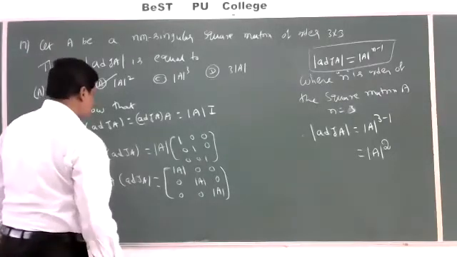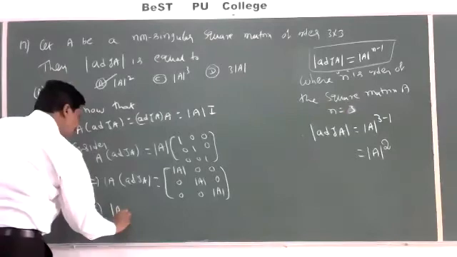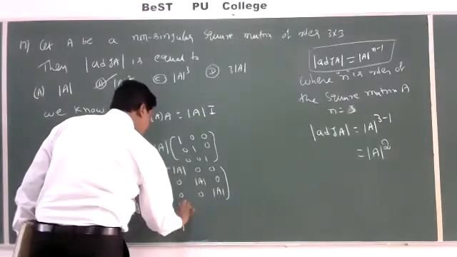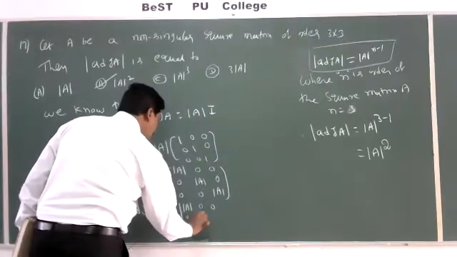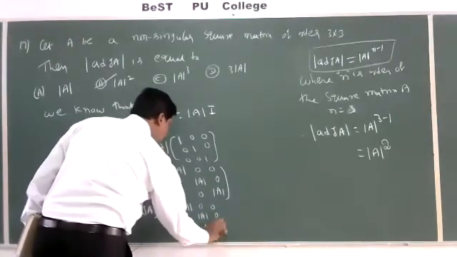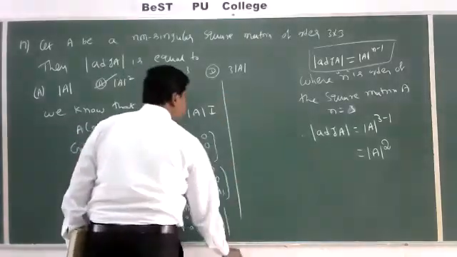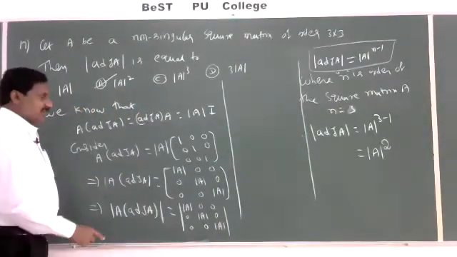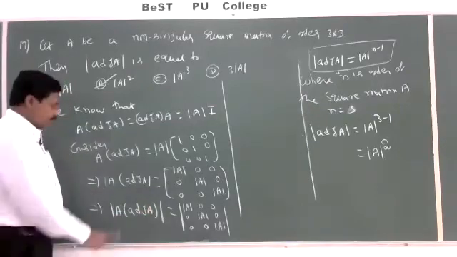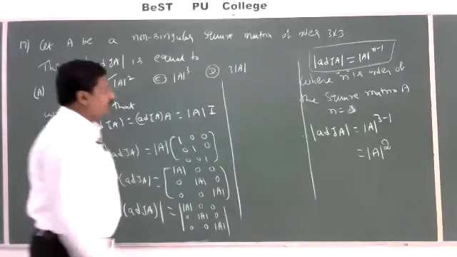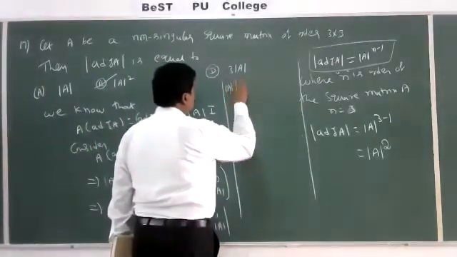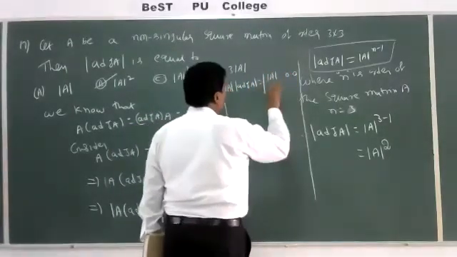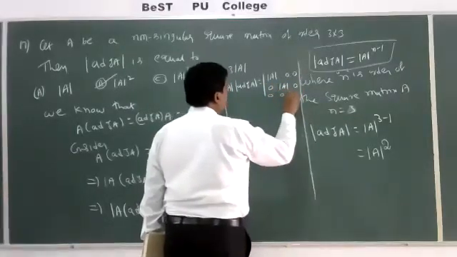Now take the determinant on both sides. Determinant of A into adjoint A equals the determinant of det A 0 0, 0 det A 0, 0 0 det A. Already yesterday I gave one formula: determinant of AB equals det A into det B. From this it is det A into determinant of adjoint A.